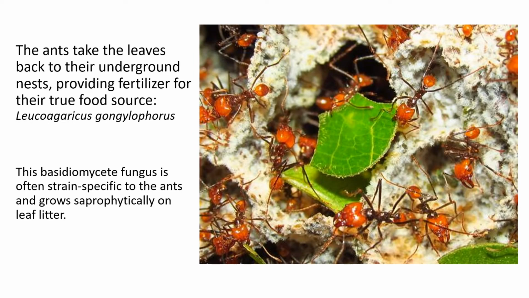The ants take the leaves back to their underground nests, providing fertilizer for their true food source, Leucoagaricus gongylophorus. I don't actually know how to say that, I've only read it. So these ants aren't actually eating these leaves. They are spending most of the day foraging for leaves and then bringing them back to their underground nest to feed them to their fungus. The basidiomycete fungus is often a strain specific to the ant species and grows saprophytically on leaf litter. So the fungus eats the leaf litter, and depending on the species of ant, you'll have a specific strain of this particular fungus. So they are farming a fungus underground.